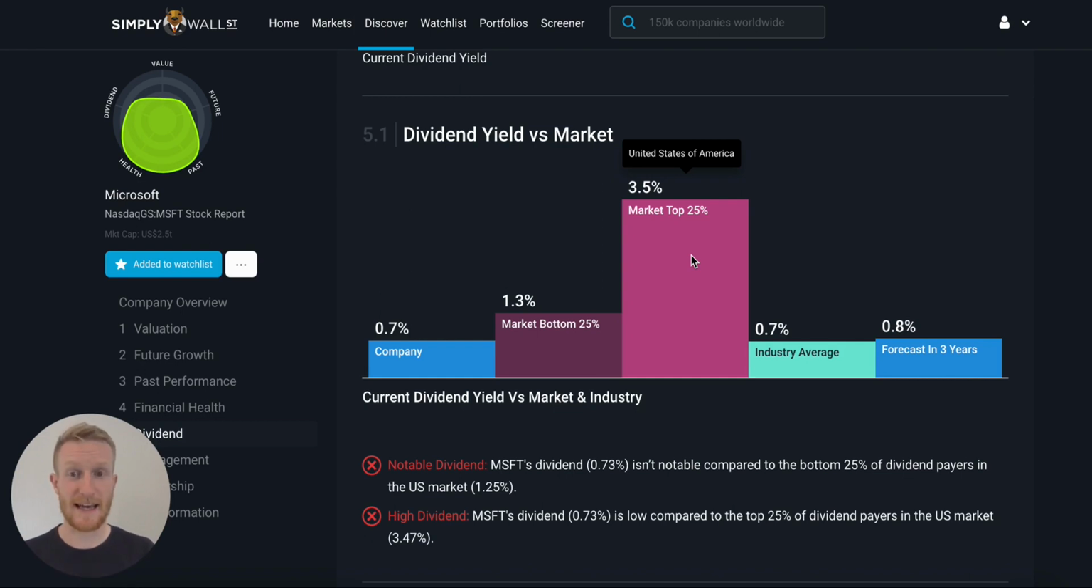But in this case, again, it's not passing that check, so we can tell that not only is it not the highest dividend payer, it's not even high compared to the lowest quartile. So this here tells you that there may be better opportunities out there within this market.